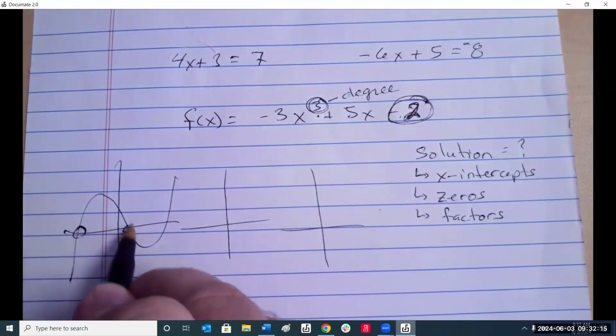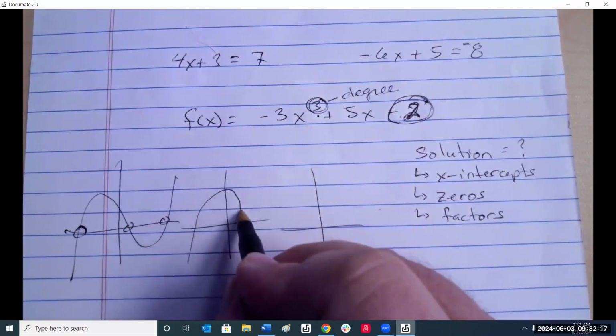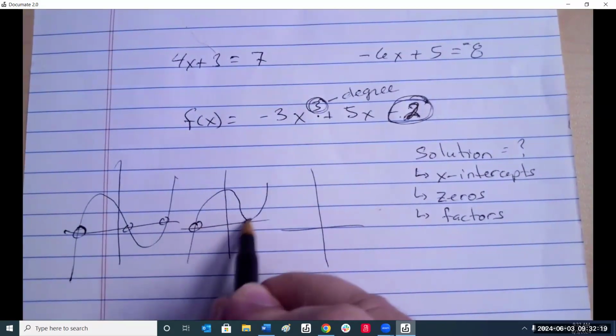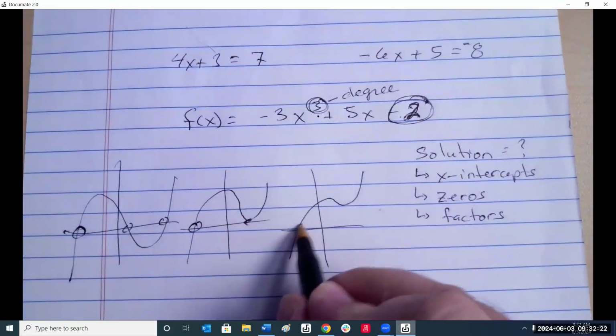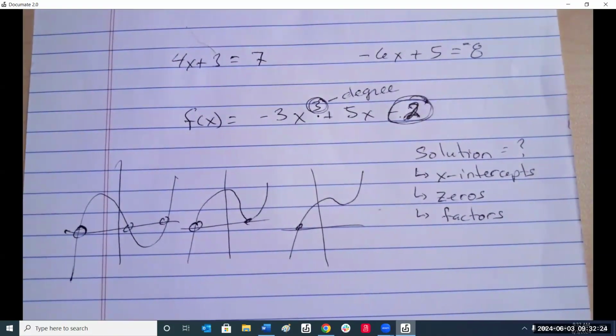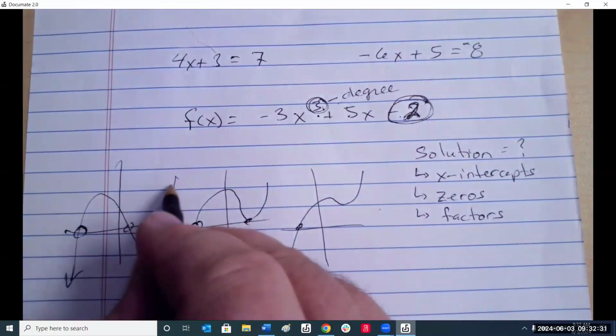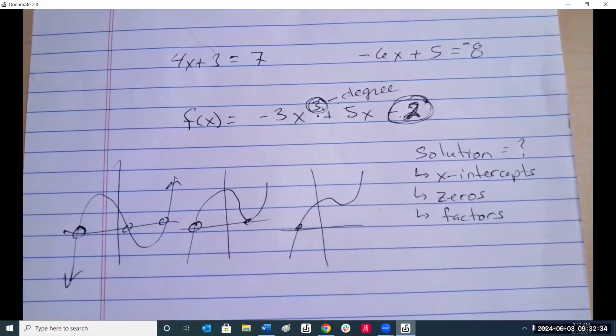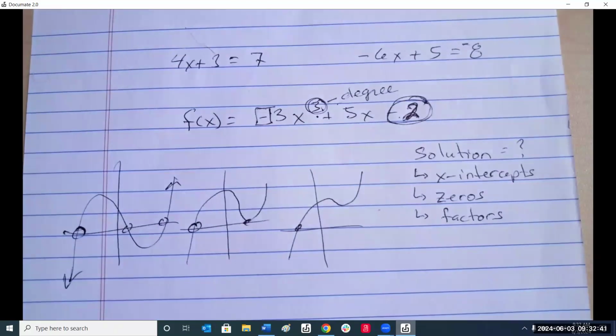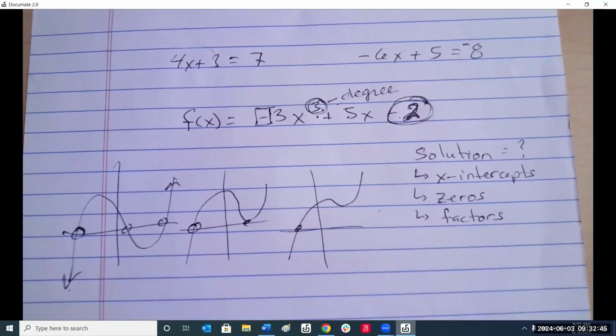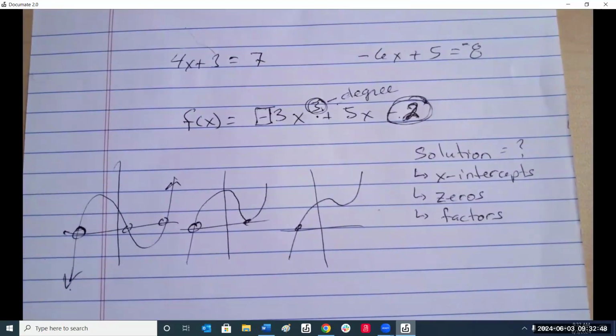We can have 3 solutions, or we can have 2 solutions, or we can have 1 solution. We don't know yet, but we know it has to be between those. Because it's an odd number, both ends have to point in different directions. Now that this is a negative, instead of going down, it now looks like this. It flips.